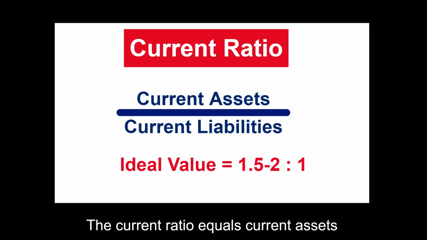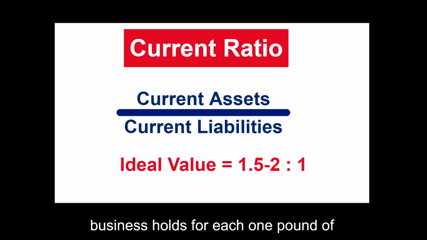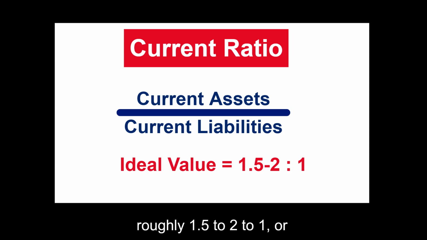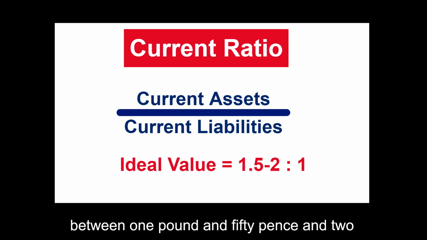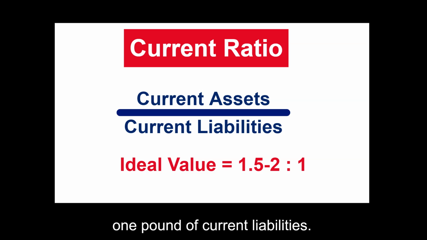The current ratio equals current assets divided by current liabilities. It shows how many pounds of short-term assets a business holds for each £1 of short-term debt. The ideal value is roughly 1.5 to 2 to 1, or between £1.50 and £2 worth of current assets for every £1 of current liabilities.